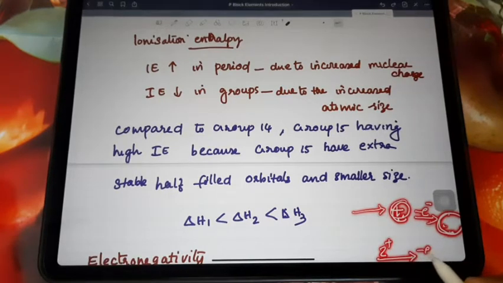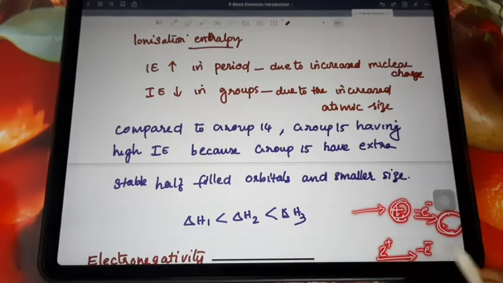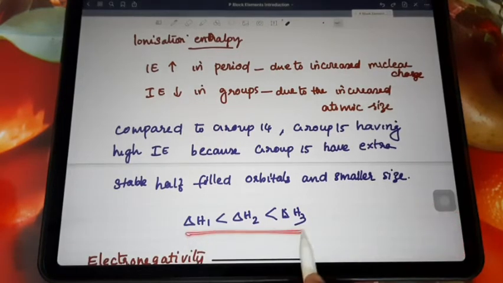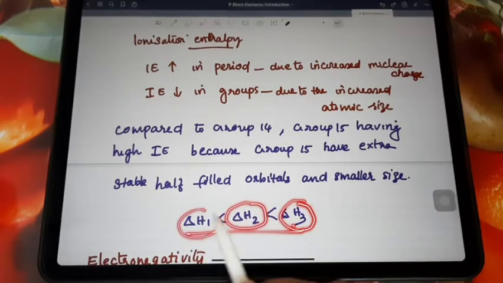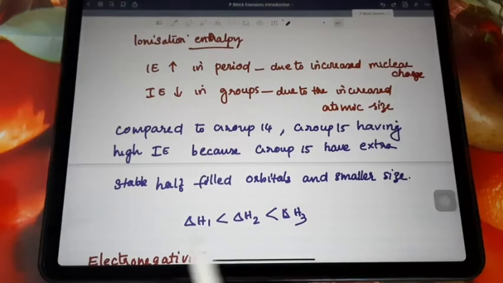Then from that, again one electron removal. It's very difficult. So again ionization energy increases, because of the difficulty of removing an electron from the doubly positively charged element. So that's why we can say that the third ionization enthalpy is greater than the second, than the first ionization enthalpy.